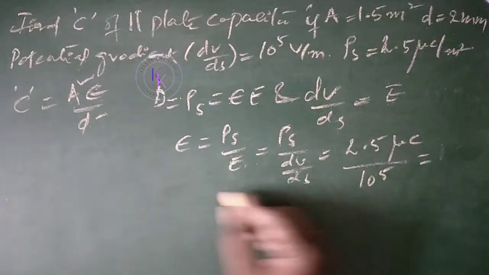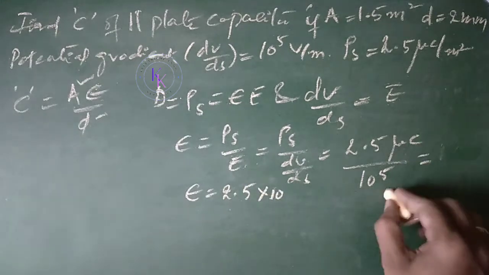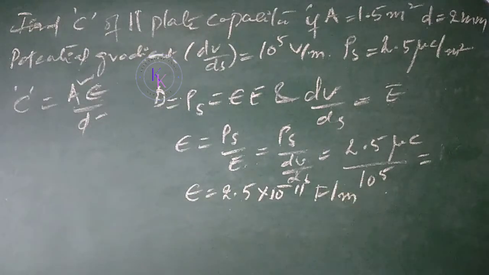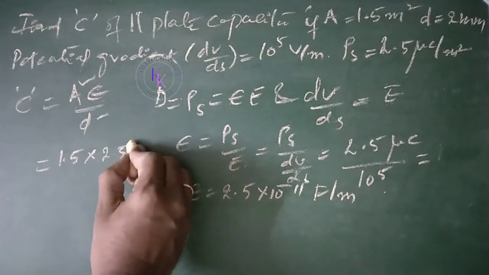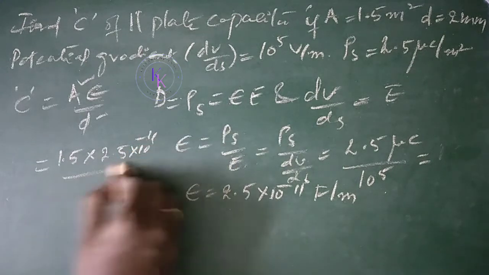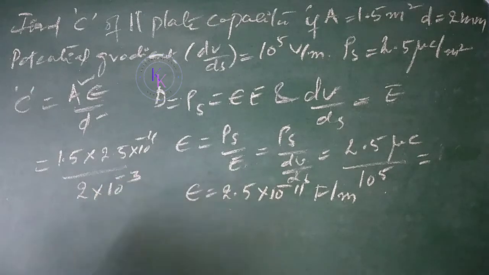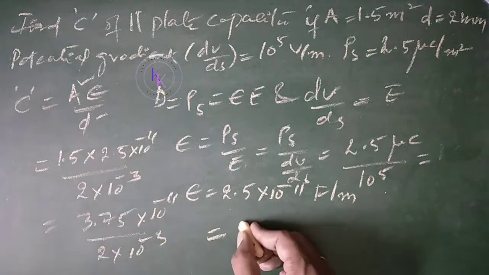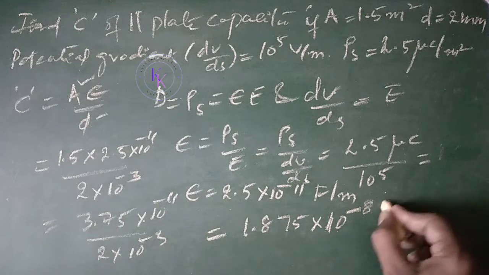When you solve this, epsilon equals 2.5 into 10 to the power of minus 6 divided by 10 to the power of 5, that is 2.5 into 10 to the power of minus 11 farads per meter. Then C equals A is 1.5 times 2.5 into 10 to the power of minus 11 divided by the thickness 2 millimeters, so 3.75 into 10 to the power of minus 11 divided by 2 into 10 to the power of minus 3, which is 1.875 into 10 to the power of minus 8 farads.